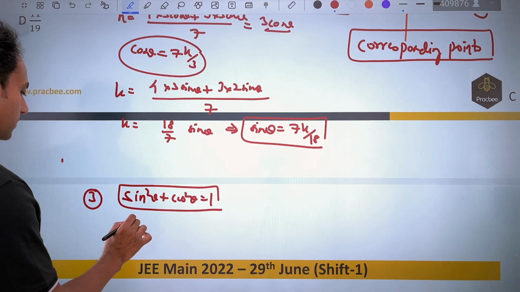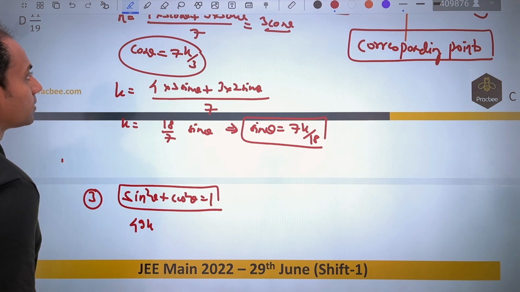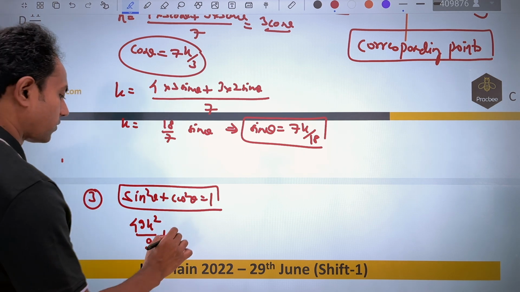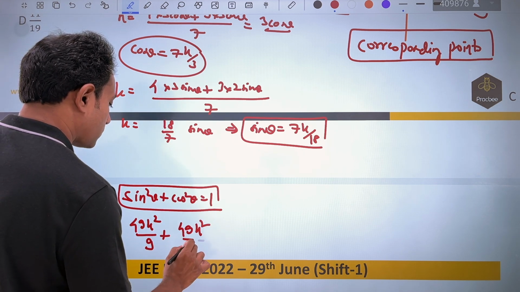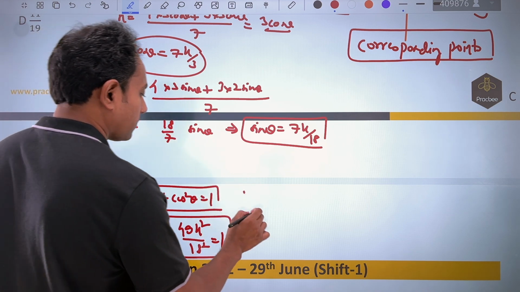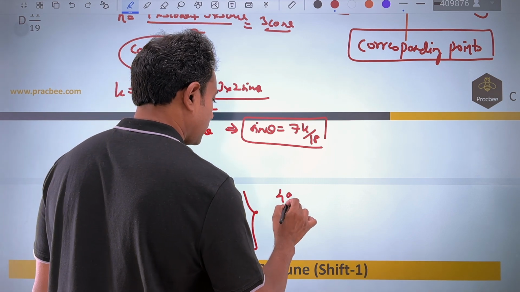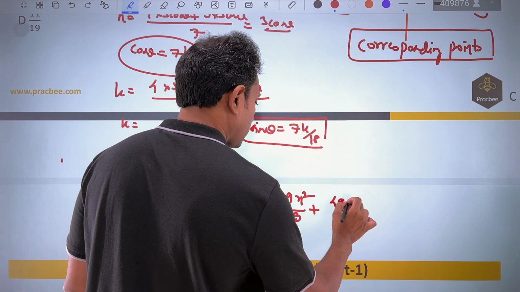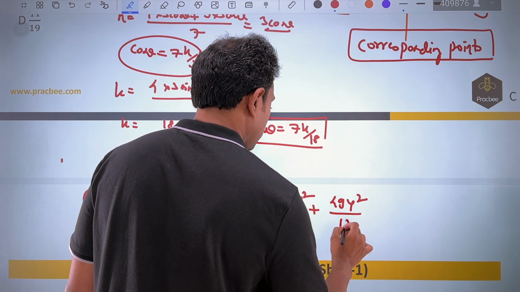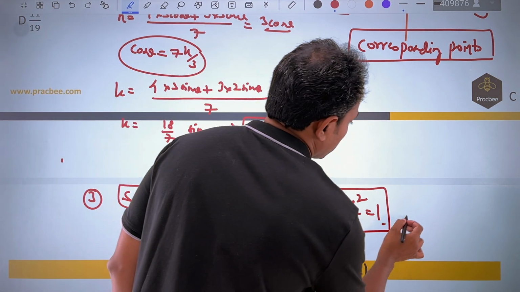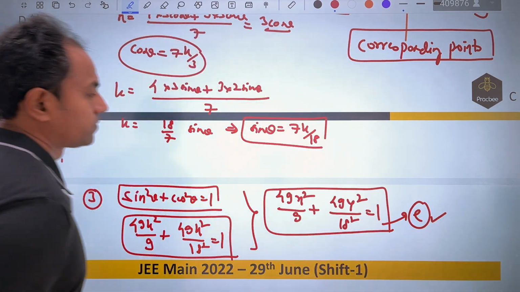So this will become 49h square by 9 plus 49k square by 18 square is equal to 1. So you can see that if I convert this into h and x, so 49x square by 9 plus 49y square by 18 square, this will be equal to 1. You can see that you have again got an ellipse. What they are asking is eccentricity of the curve, that can be easily figured out.